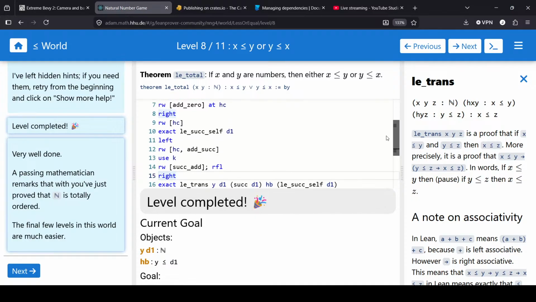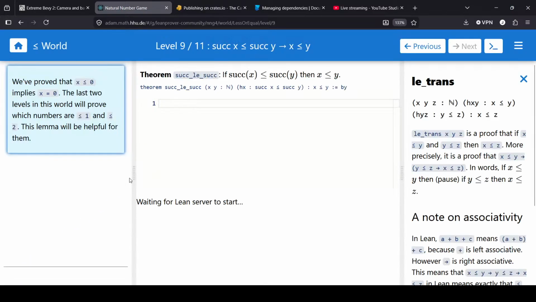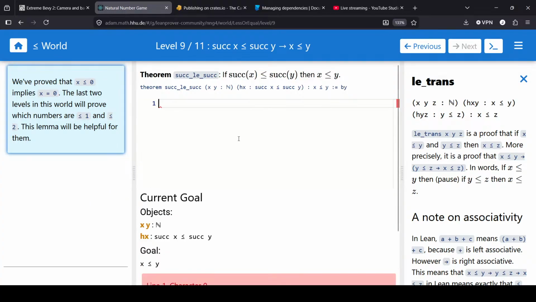How long was your proof? 16 lines, yikes. Yikes. We're out. We're free from prison. Yippee.